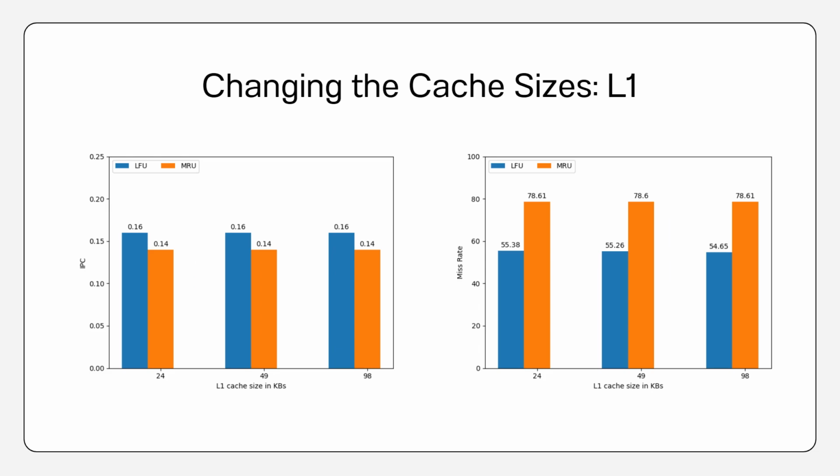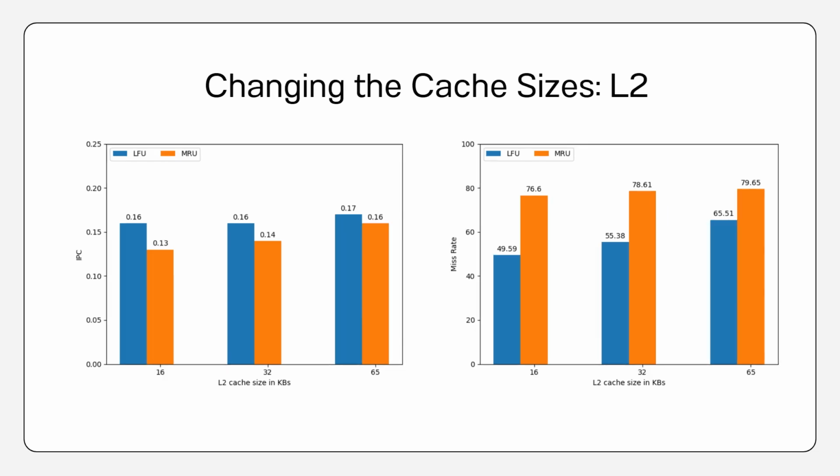Next, we tried to change the size of the L1 cache. As we can see from the graph of the IPC, it does not change on increasing the size of the L1 cache. Also, the changes in miss rate are insignificant. Next, we tinkered with the size of the L2 cache. It showed a gradual increase in IPC and miss rate for both of the replacement policies. However, the IPC was better in LFU and also the miss rate was smaller in LFU.